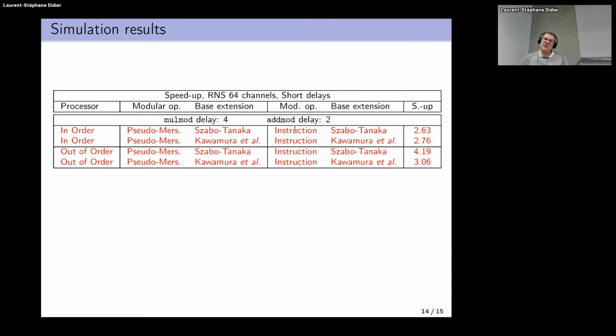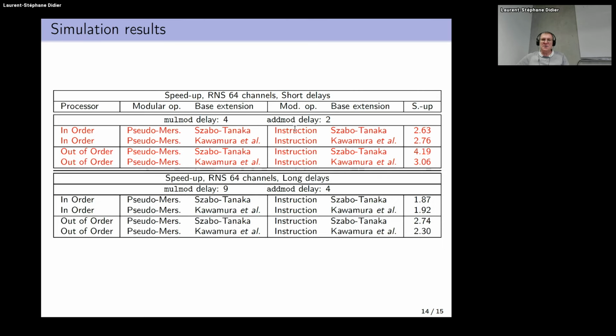So you should say yes, but with short delays. What if we have slow instructions? What is interesting here is that even with slow instructions, so it's the same configurations except the delays of the instructions, for the best configuration, the speed up is around 2.3.